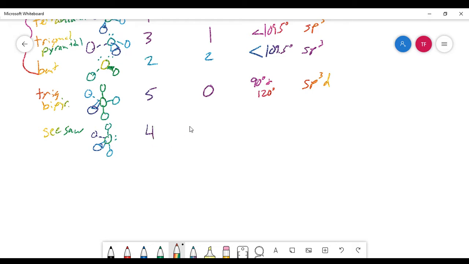So we have 4 bonded atoms and 1 lone pair. So still 5 electron domains around that central atom. And the bond angles are going to be slightly less than 90 degrees and 120 degrees. Still sp3d hybridization because there are 5 electron domains.